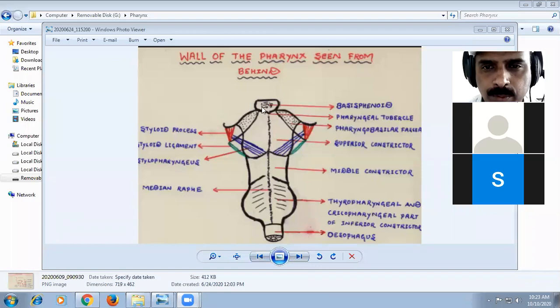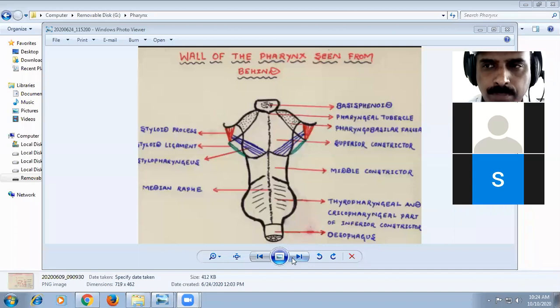Next, you have to remember the styloid process. You can see this is attached to the styloid process. We have the styloid ligament and the stylopharyngeus here, and this is the median raphe, the insertion point. Now remember the basisphenoid pharyngeal tubercle. And we get the pharyngobasilar fascia, the superior constrictor, and the middle constrictor. The inferior constrictor is of two types, thyropharyngeus and cricopharyngeus.